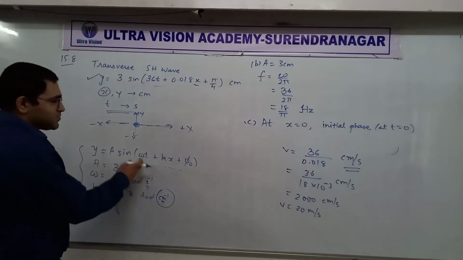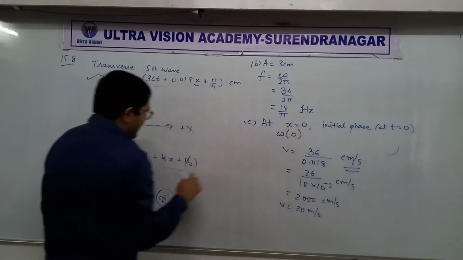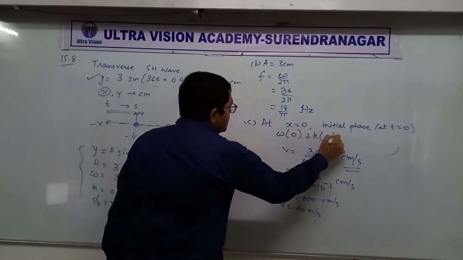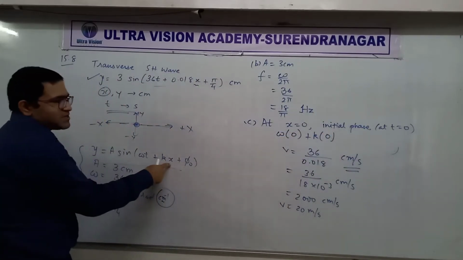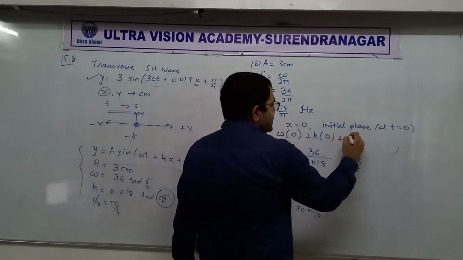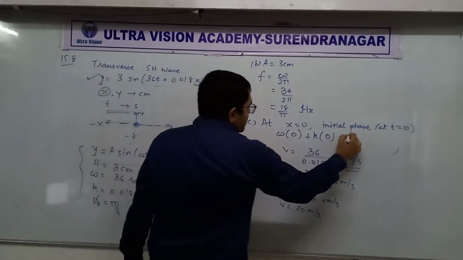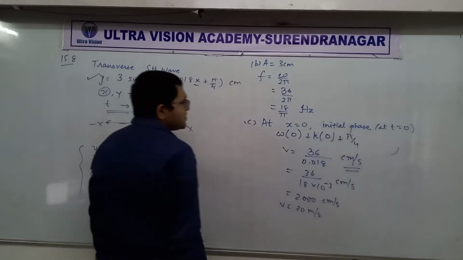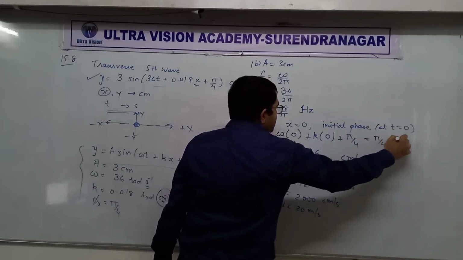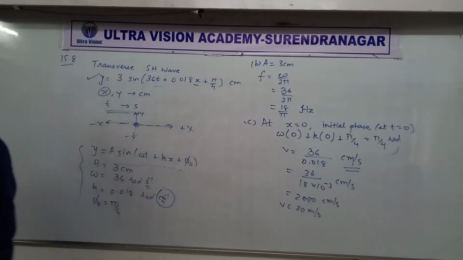So what to do? Just put values. Omega into 0, y0 times 0, plus k into 0, why? Because x supposed to be 0 at origin, plus phi 0, instead of phi 0 what do we have? Pi by 4. Understood or not? So this answer is pi by 4 radian. Clear or not clear?